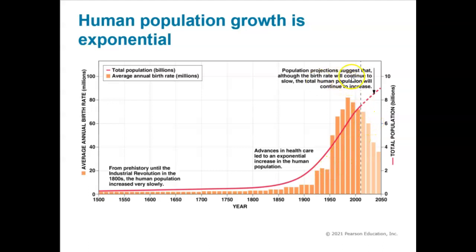So population projections suggest that although the birth rate will continue to slow, the human population will continue to increase. And so these blocks represent the birth rate, and then the human population is going to be this red line.